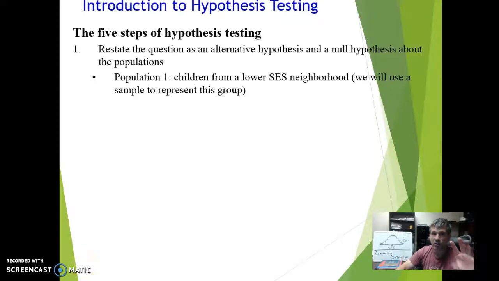It's a pretty common mistake to just wind up describing things in terms of the sample. That's not how it works. That sample is how we're representing that much, much larger group.